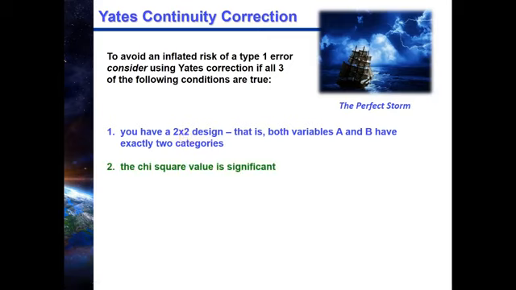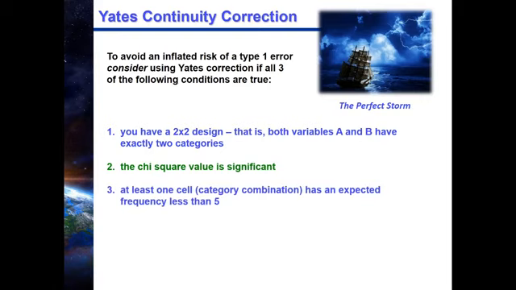The next thing on the list is that the chi-square is significant. The test itself is significant. And the third thing is that you have at least one cell or category combination. Those two terms mean the same thing. You have at least one cell with an expected frequency less than 5.